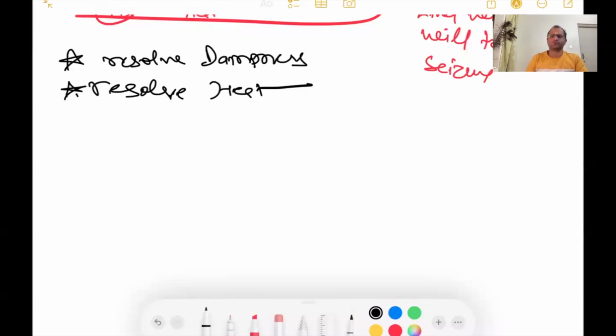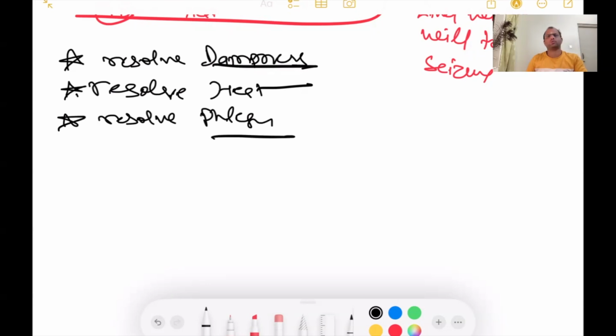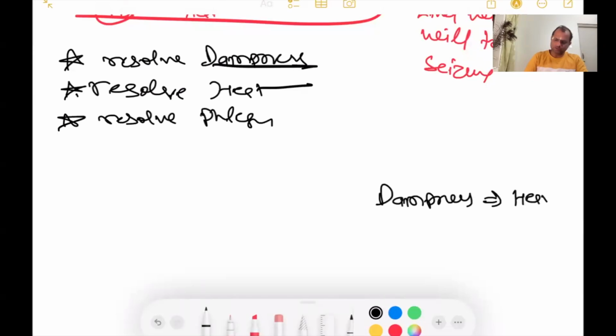First we have to work on the damp heat. And I can tell, resolve phlegm. फ्लेम को भी निकालो. अब मैं एक बार लिख रहा हूं डैम्पनेस, एक बार लिख रहा हूं फ्लेम. So resolve dampness, resolve phlegm, resolve heat. What is the difference between dampness and phlegm? So dampness is heavy, like we can see the kapha, and the phlegm is very subtle.